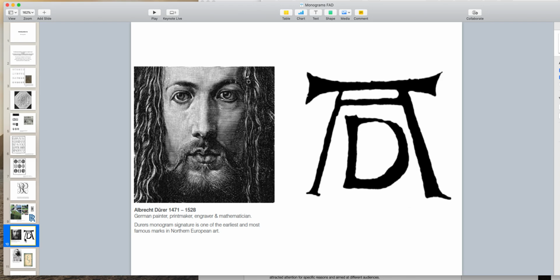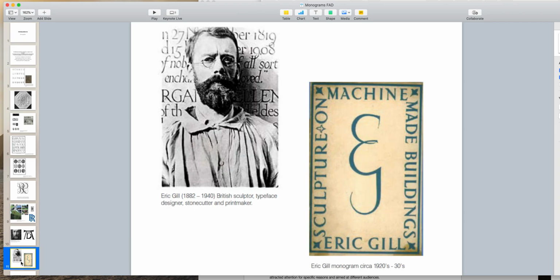Moving on to about 1471 to 1528, Albrecht Dürer, the printmaker and engraver. This is present on all of his etchings, bottom right hand corner, and this is his monogram, A and D. Then Gill Sans, typographer. If anyone's going to get it right, surely it should be him. This is Eric Gill, seeing as the G. Very simple.